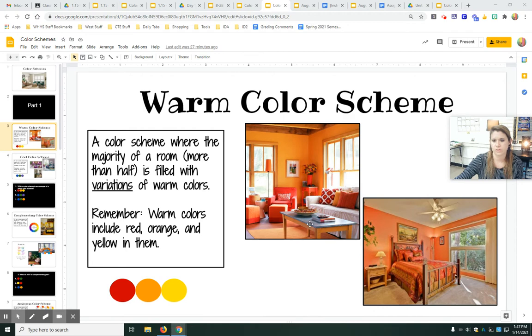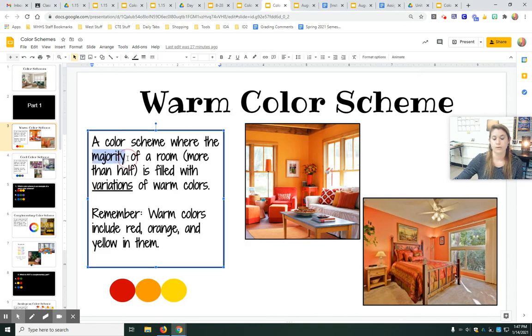We've got a little bit of a blue-gray and a whitish color, and they're not warm, but remember we're talking about the majority of a room being the warm color. Same thing over here is happening with the reds and the oranges, and the majority of the room is the red and the orange. Even the woods in both of these rooms are warm woods. They kind of have that orangeness about the wood.